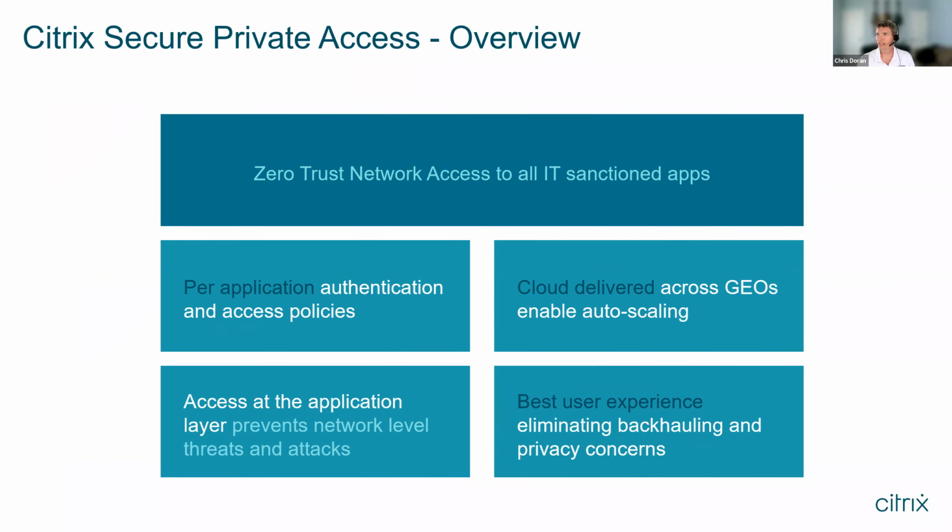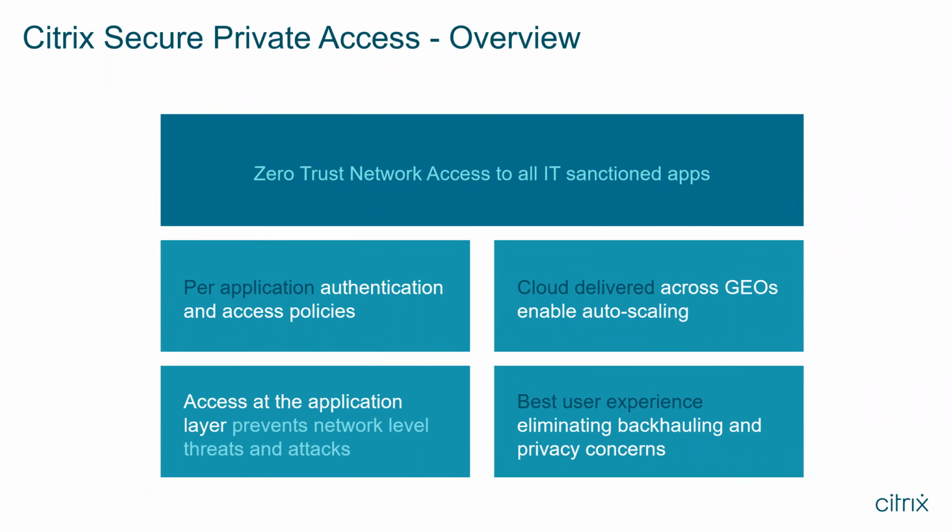So, an overview of the secure private access. This is the main bread and butter of the zero trust platform for Citrix. Per application authentication and access policies are present. Cloud delivered across geos enables auto scaling. Access at the application layer prevents network level threats and attacks. And we're maintaining and delivering the best user experience possible, eliminating the backhaul and privacy concerns.